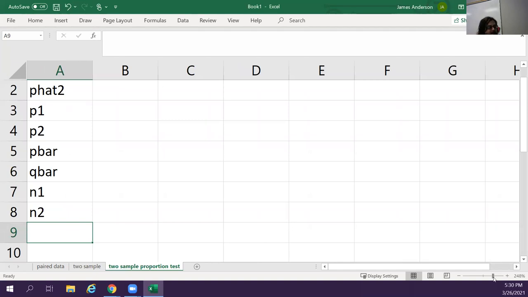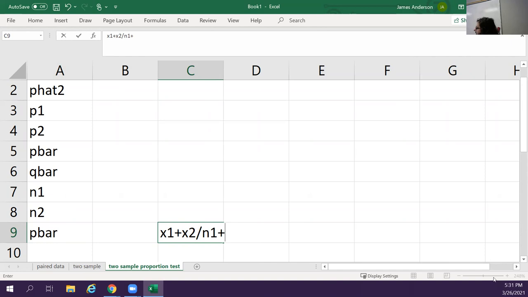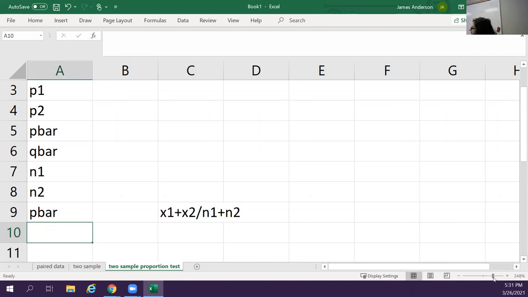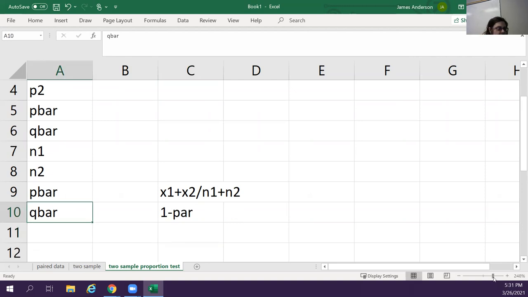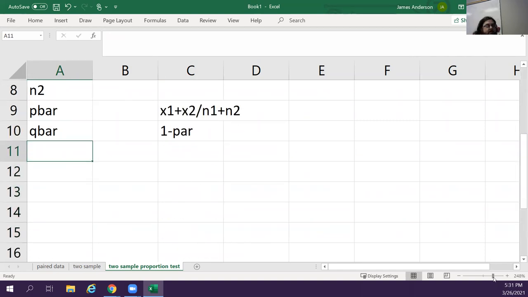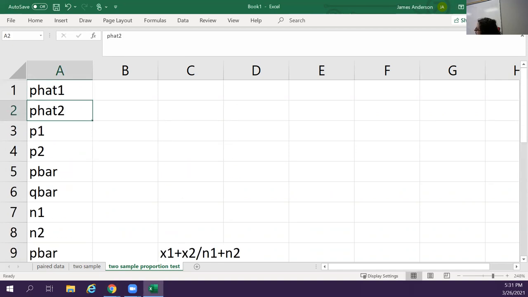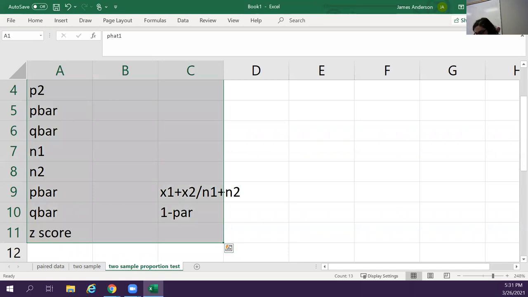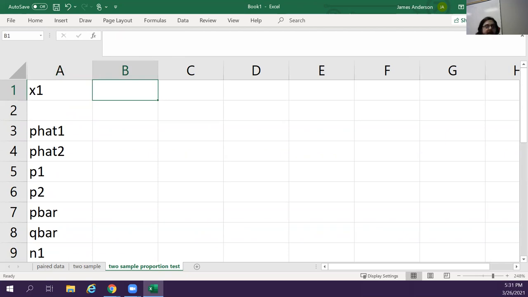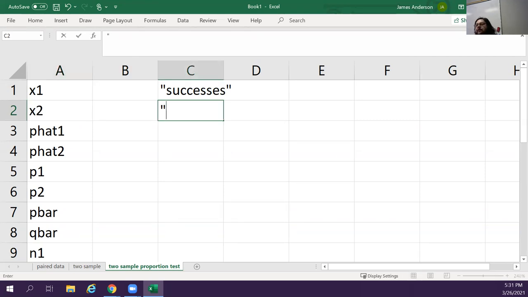One thing we have to calculate is p bar, and that's going to be equal to x1 plus x2 over n1 plus n2. And then q bar is 1 minus p bar. And for this, we're actually calculating a z score. x1 is successes. So successes being whatever it is, getting the disease, winning the lottery. Whatever they're saying, it means a count for each one.